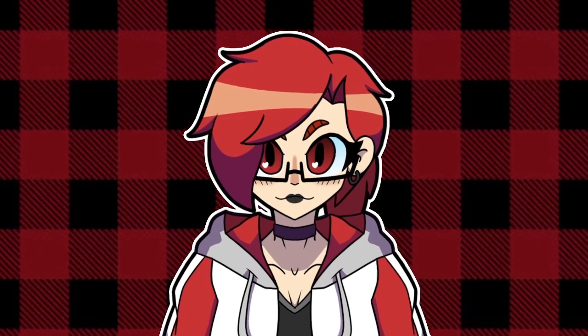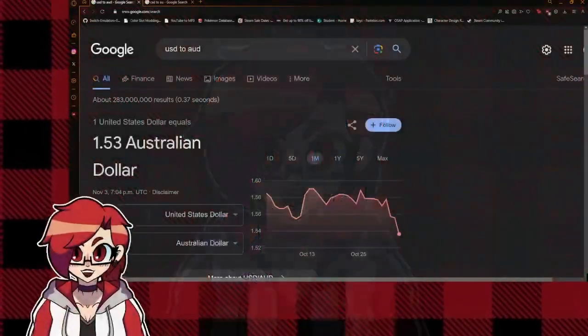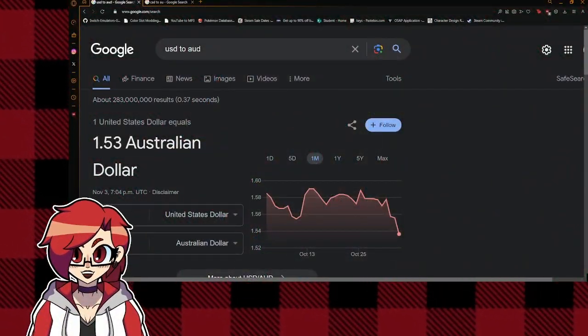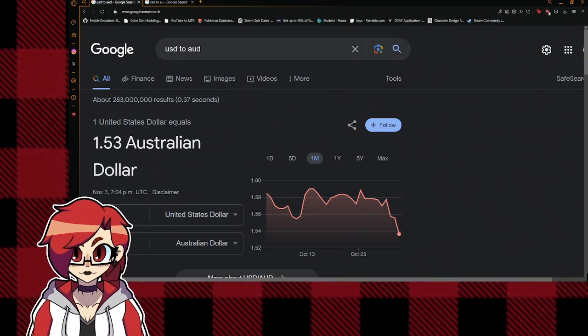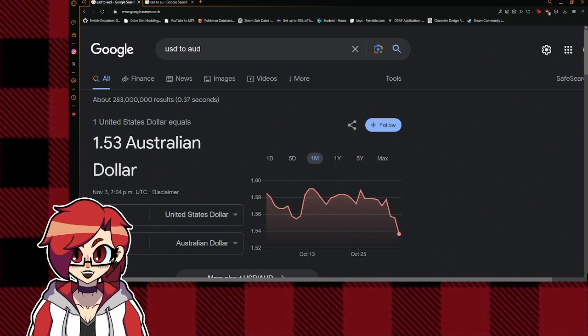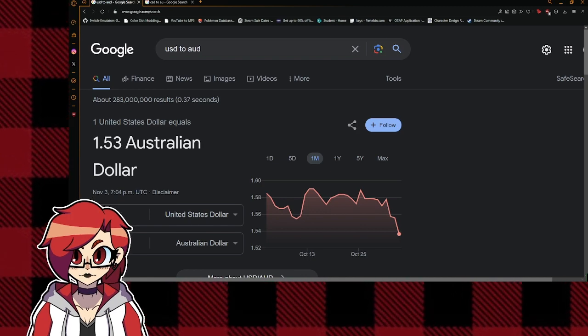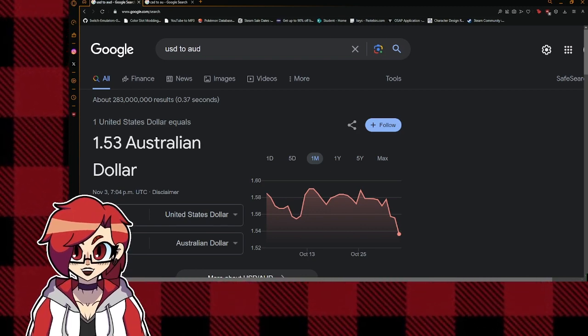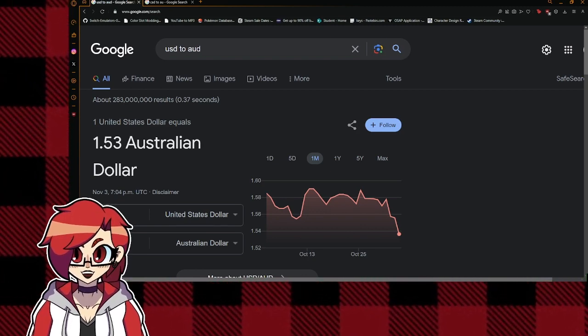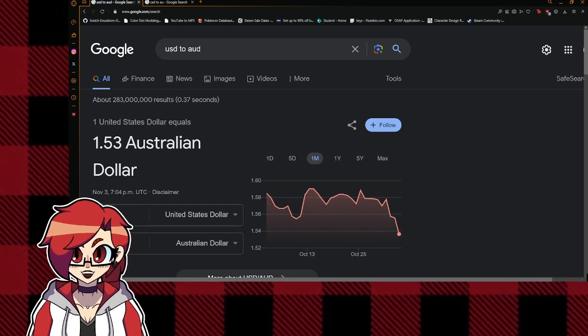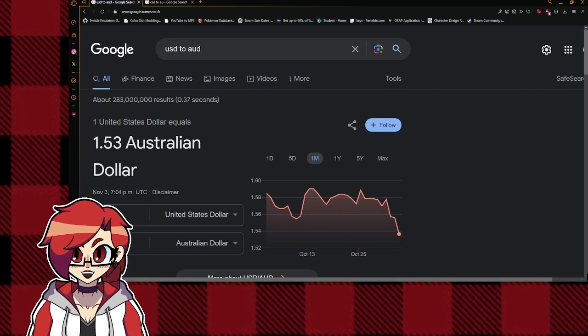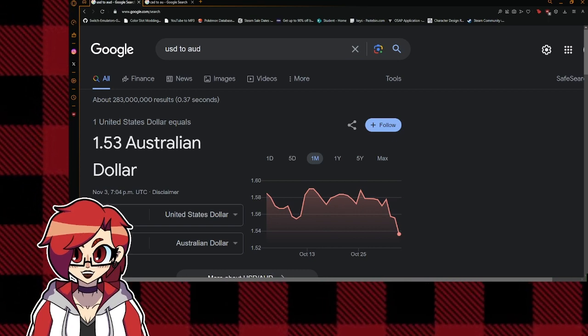To start, let's look at the value of Australian dollars in USD, which right now 1 USD is equal to 1.53 Australian dollars. So to calculate it, we would first need to go to our drawing pad.